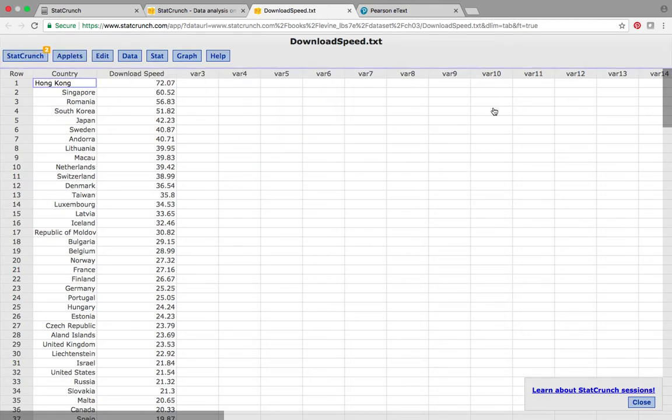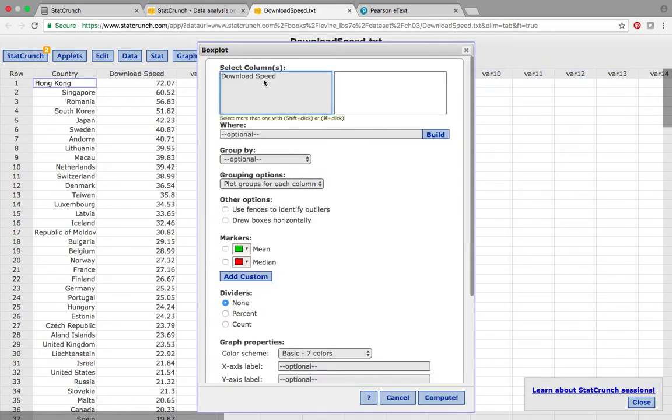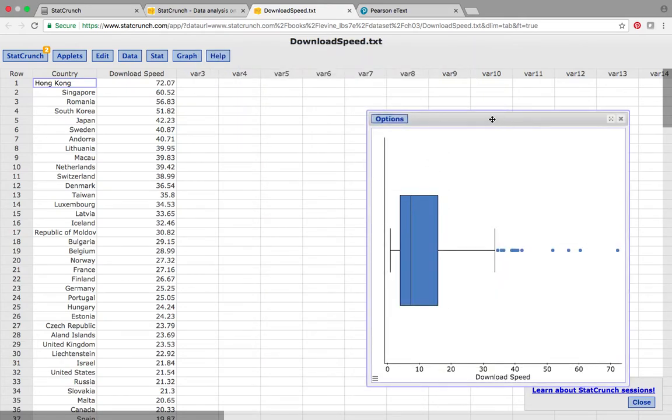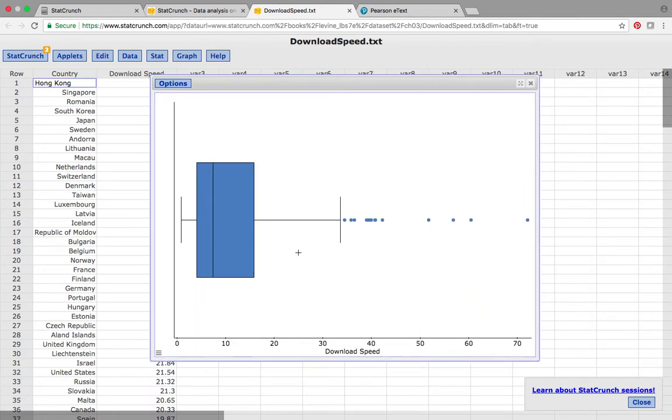Okay, the second thing, construct a box plot. Are the data skewed? So when I do a box plot, I want to use fences to identify outliers, and I don't really care about horizontal or vertical. Whatever. I usually draw horizontal just because I do. So clearly when we get this box plot, we can see that we have a right tail.